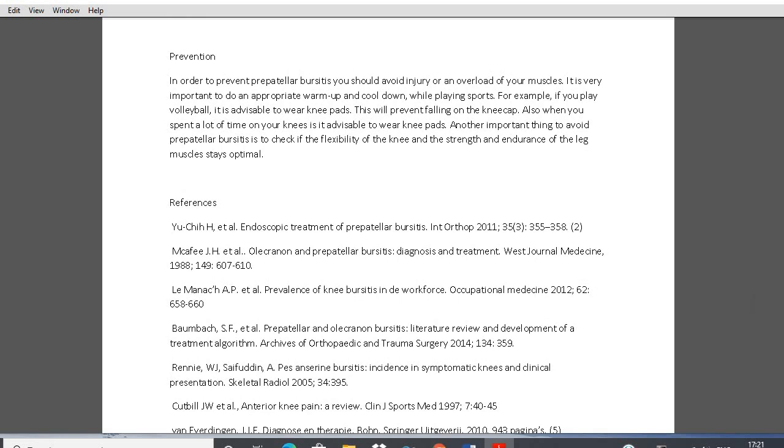And ultimately, prevention is better than cure. In order to prevent pre-patellar bursitis, we should avoid injury or overload of our muscles. It is very important to do an appropriate warm-up and also an appropriate cool down while playing sports. For example, in sports like volleyball, it is advisable to wear knee pads, or in direct contact sports or sports where you have the risk of too much falling. Another important thing is to check that the flexibility of the knee and the strength and endurance of the leg muscles stay optimal.